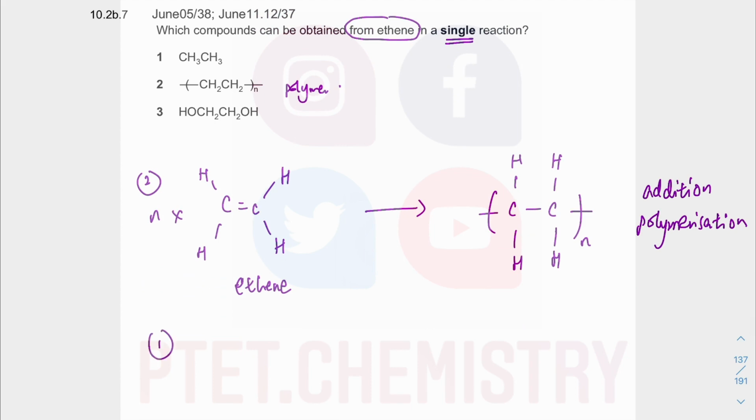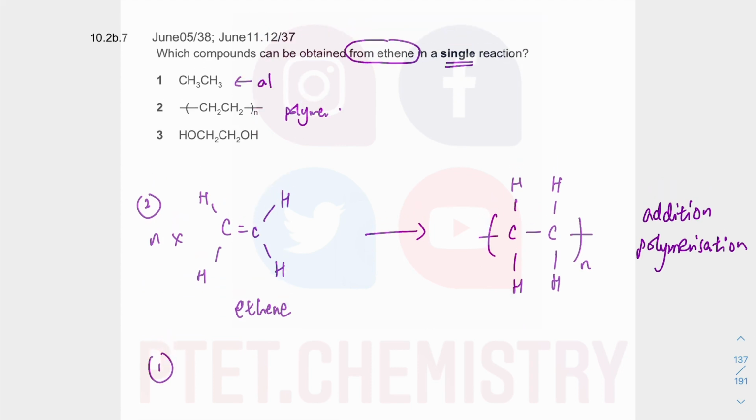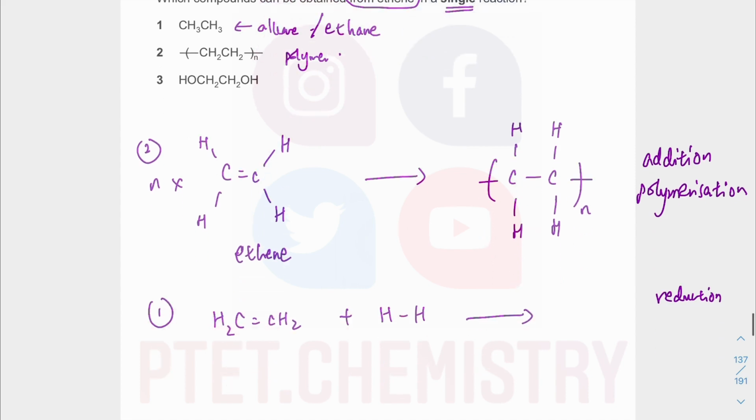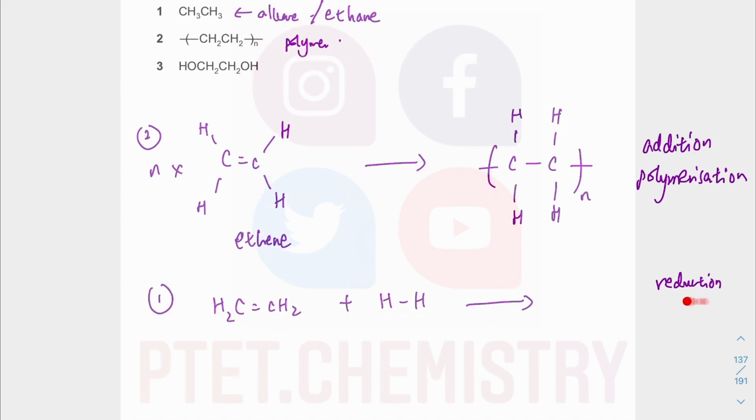Next one, this is an alkane. It's an ethane molecule, a 2-carbon alkane, which of course you can get. I'm just writing the structural formula. You can get it by reduction. So this is called reduction. People like to call it hydrogenation, but you forget that hydrogenation is the name of the reaction, not the type of reaction. The type of reaction, covered under introductory organic chemistry in your specification, is called reduction.